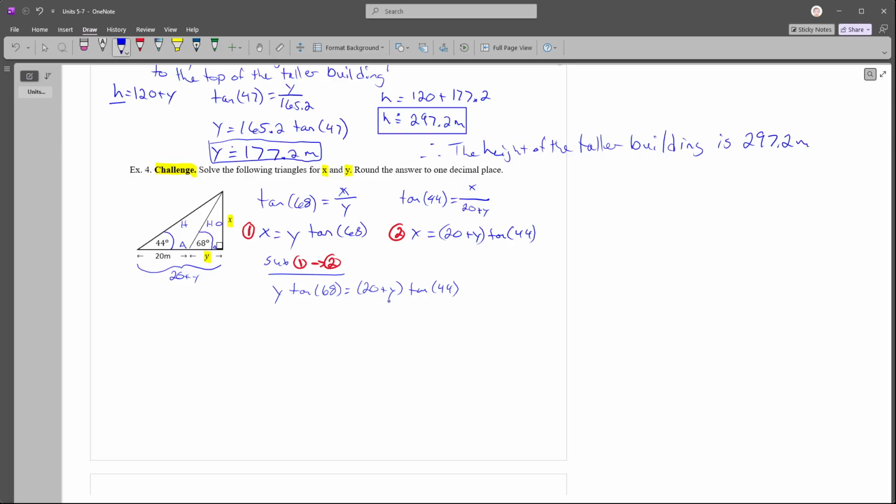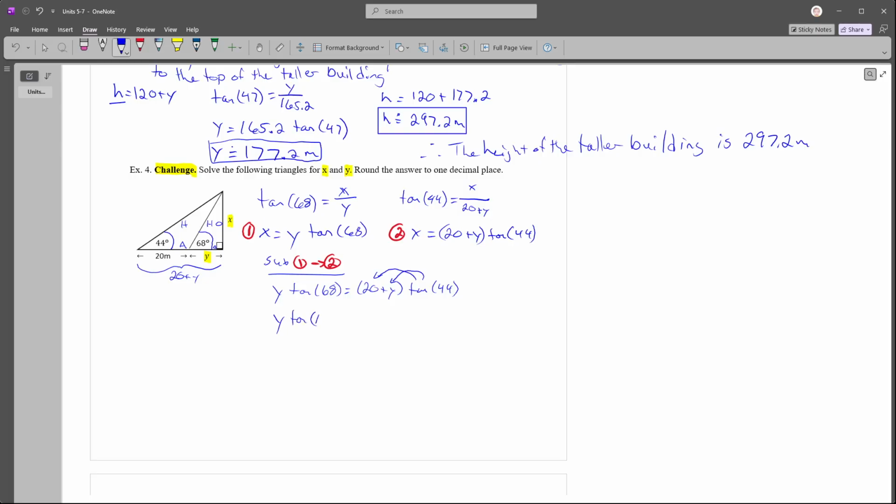So how do we normally solve this? If tan of 44 was just like a value, like a 9 or an 18 or something like that, we would distribute. And that's what we're going to do. We're going to multiply each term inside the brackets by tan 44. We're basically going to distribute to each component within that term. So we'll leave y tan 68 all alone. We're not going to touch this thing right now.